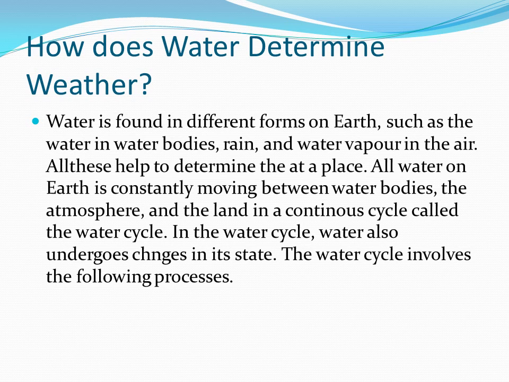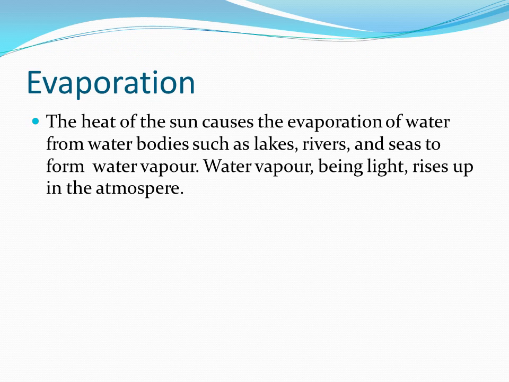Now we are going to discuss the water cycle: how water comes from the atmosphere and again how it goes back to the atmosphere. This complete rotation we call the water cycle. First we are going to see evaporation. What do you mean by the term evaporation?